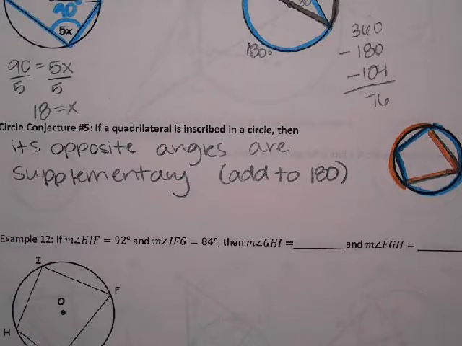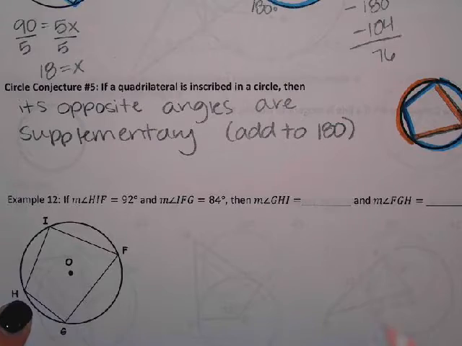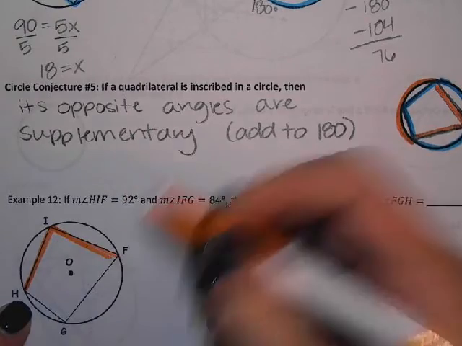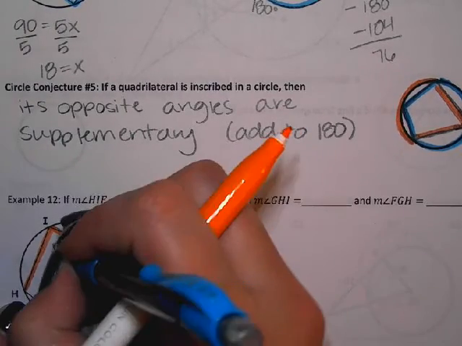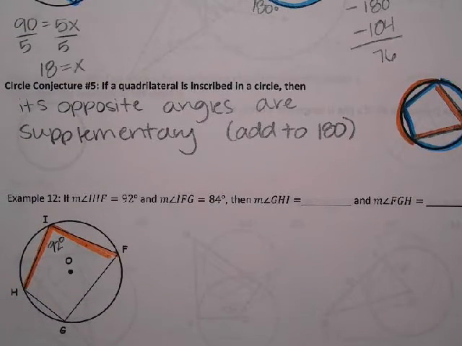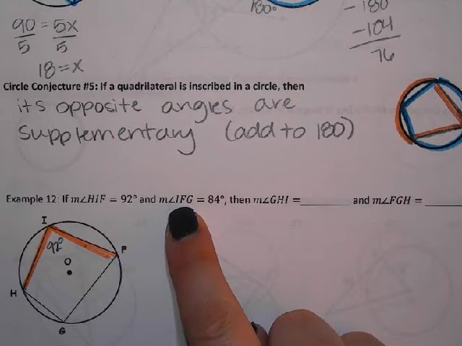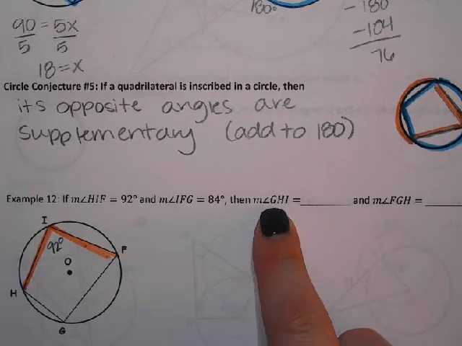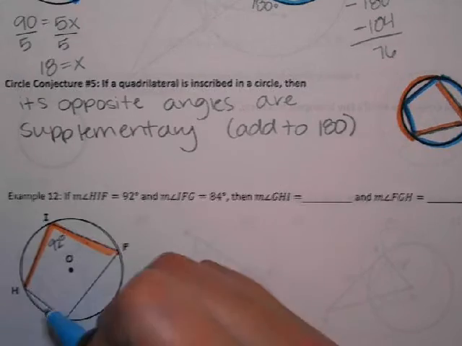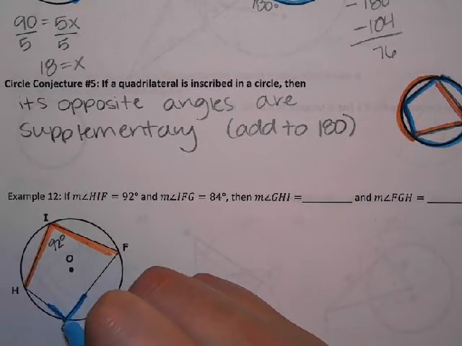Okay, measure of angle HIF is 92. So I'm going to trace out HIF. HIF is this one right here. That angle is 92. Okay. They want IFG. I'm going to skip that one for now. They want GHI. I'm going to skip that one for now. FGH. So if they want F to G to H, that's this one.